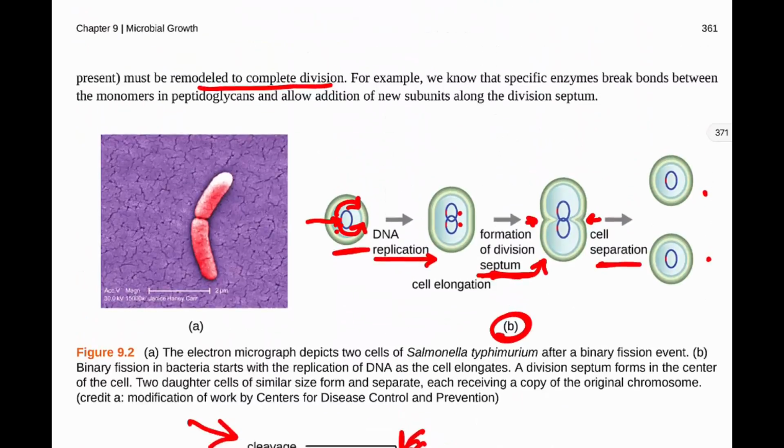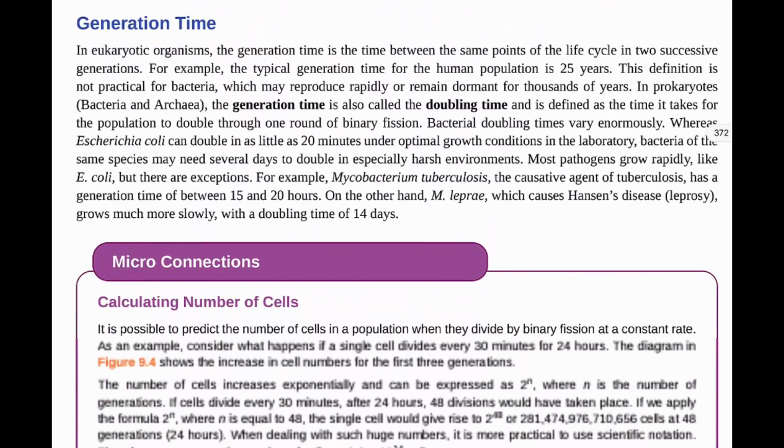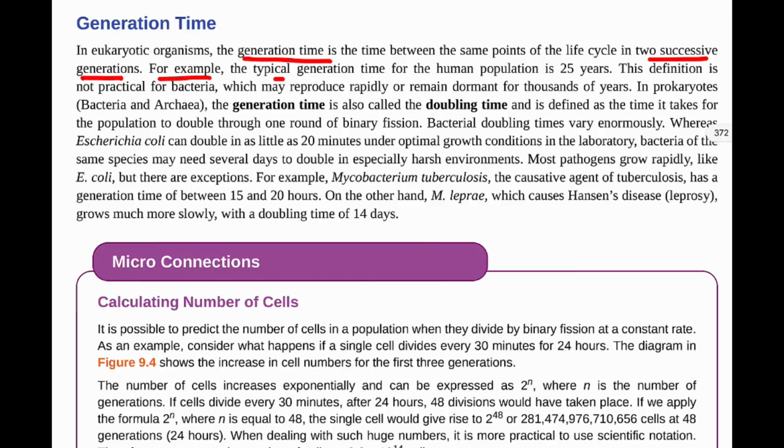All right. So next we're going to take a look at generation time. In a eukaryotic organism, for example in humans, our generation time is the time between the same points of the life cycle in two successive generations. So it says the typical generation time for the human population is 25 years. So the first generation, say, is when you were born, and then the next generation would be when your child was born. So the typical generation time for the human population is about 25 years.